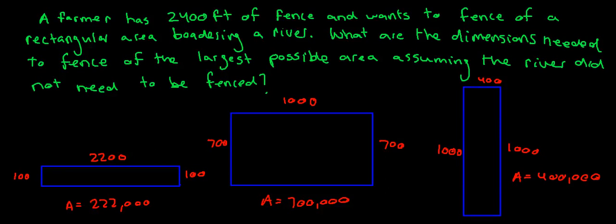A farmer has 2,400 feet of fence and wants to fence off a rectangular area bordering a river. What are the dimensions needed to fence off the largest possible area, assuming the river did not need to be fenced? So here I have a few possibilities of how one could set this up.